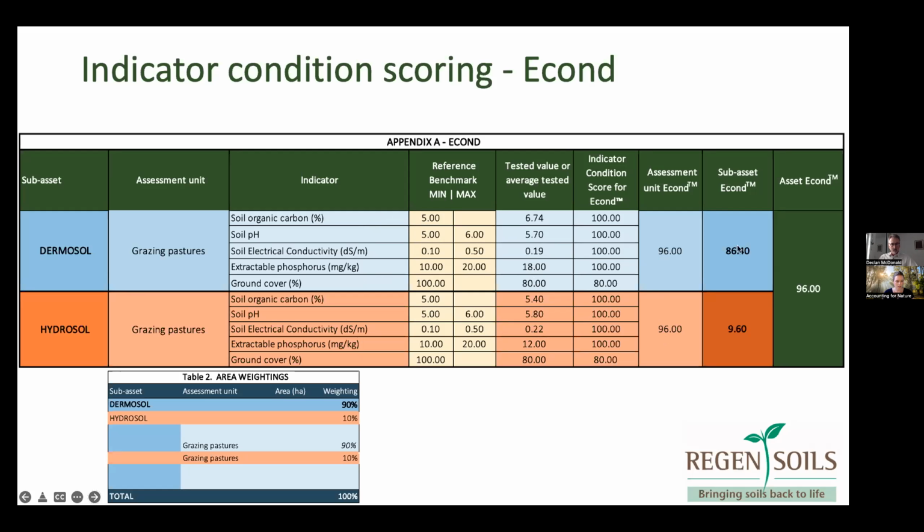Then they're weighted for the size of the assessment unit. So the dermosol occupied 90% of the farm and the hydrosol occupied 10% of the farm. So the weighting value is shown here, and then they're combined to give us an econd for the farm as a whole.